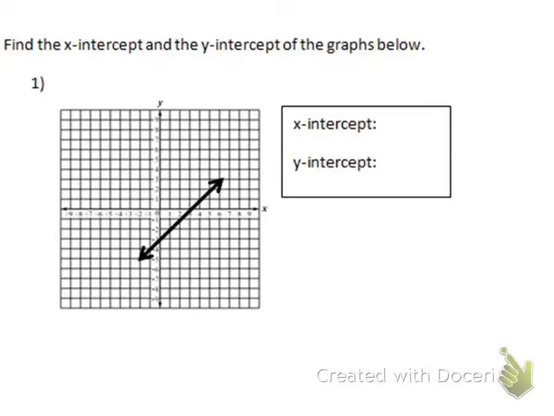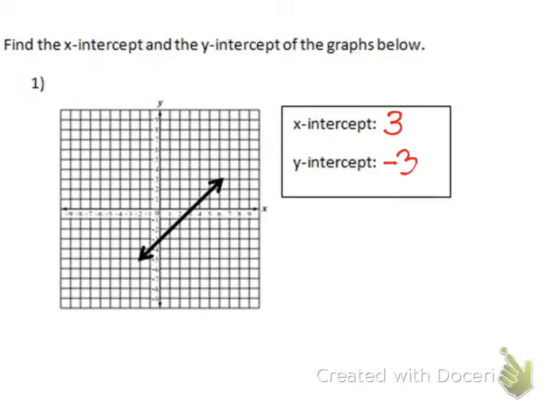x-intercept first. The x-intercept is where the graph crosses the x-axis. So this is the x-axis. Our graph is crossing the x-axis at 3. So next to the words x-intercept, you would write a 3. This is the y-axis. Next, I'm looking for the y-intercept. So where does it cross this? Negative 3. So my x-intercept is positive 3. My y-intercept is negative 3.